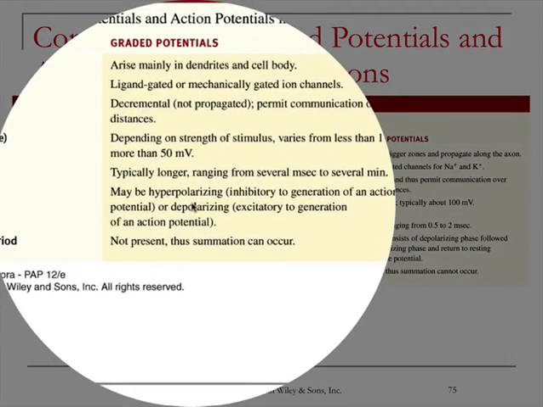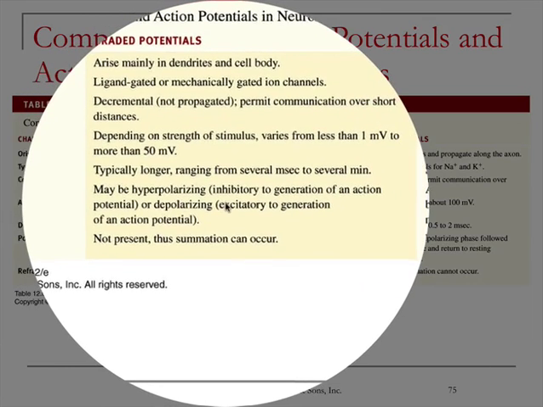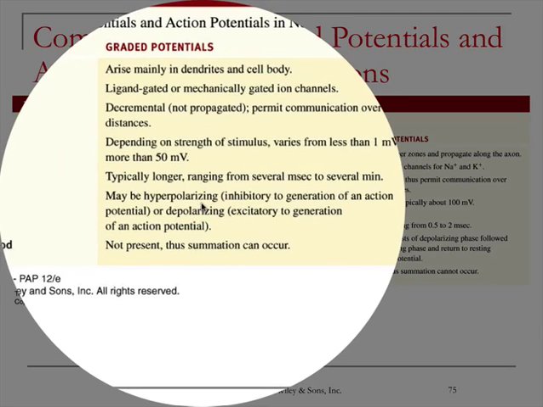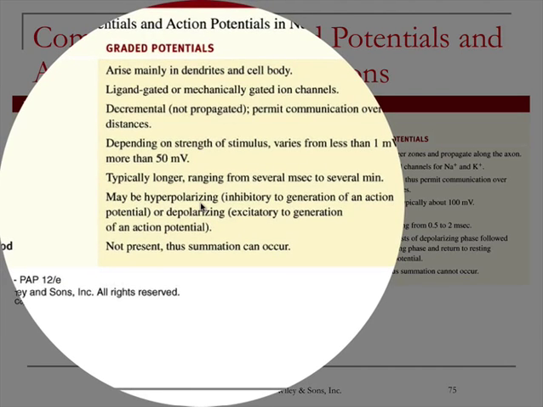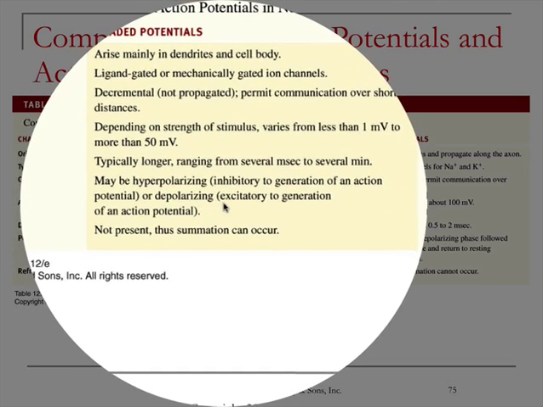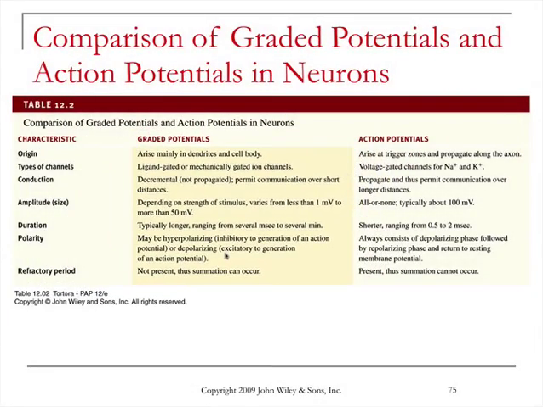Graded potentials may be hyperpolarizing, in which case this is inhibitory to the generation of an action potential because, of course, if it's hyperpolarizing, it's going to make it more difficult to reach the threshold level once that message gets down to the trigger zone. Or it can be depolarizing, which is excitatory. In other words, it's going to make it easier to get up to the threshold level.